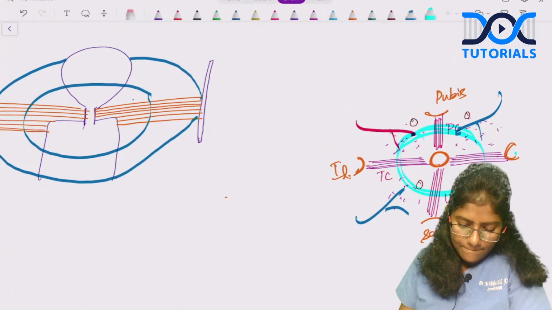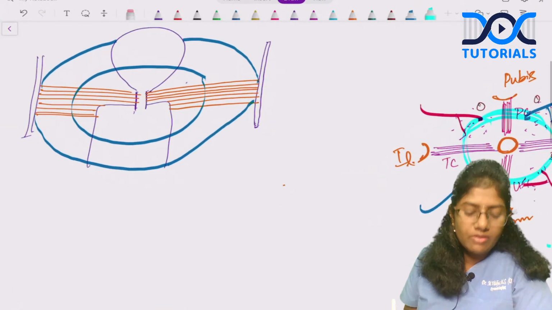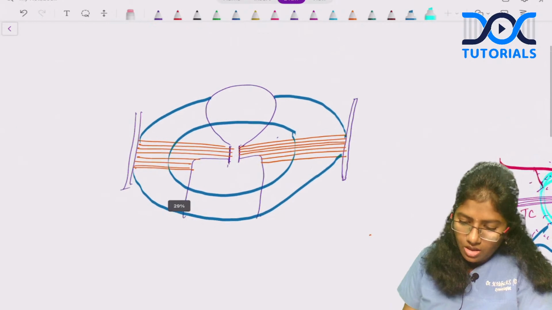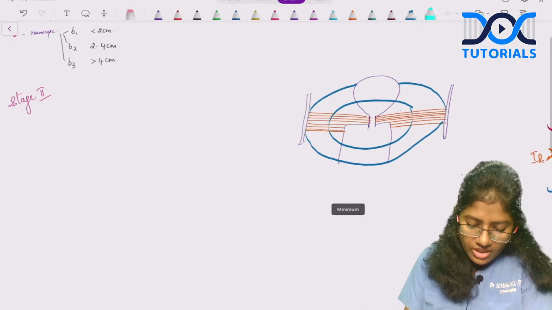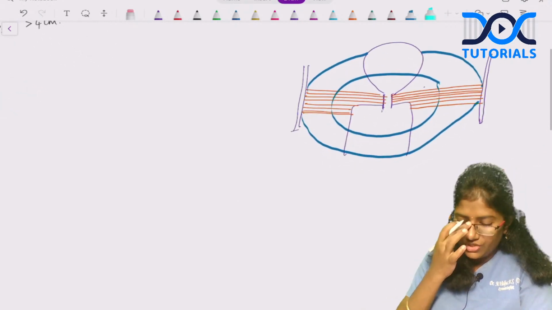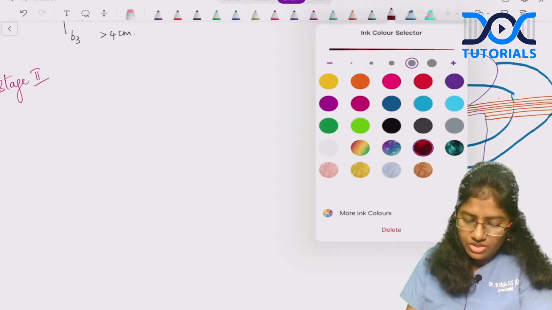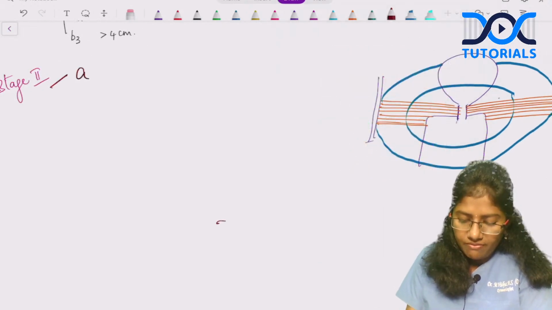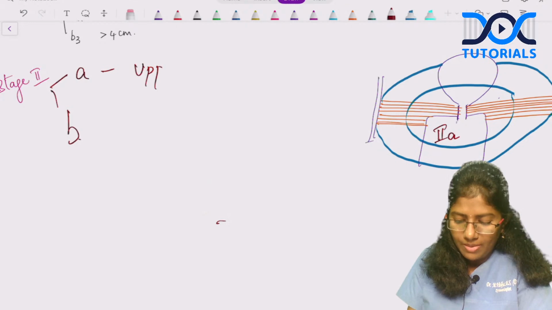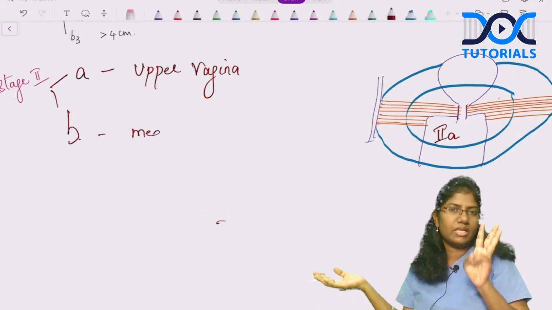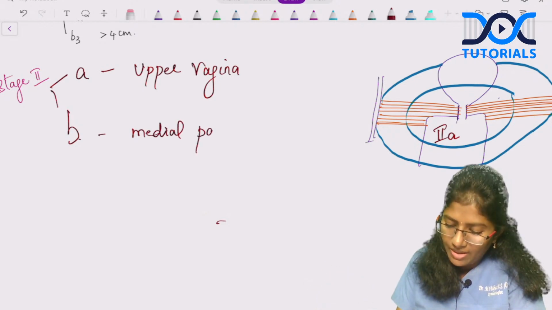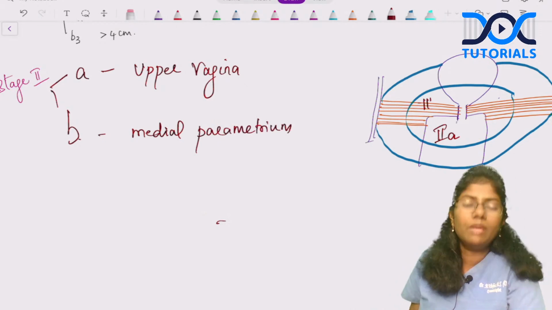So the inner circle will be stage 2, and in stage 2 I have 2A and 2B. Involvement of upper vagina is 2A. Involvement of the medial parametrium, meaning not touching the pelvic wall, is 2B. If it touches the pelvic wall, it becomes lateral parametrium, so it's stage 3. So involvement of upper vagina is 2A and medial parametrium is 2B.